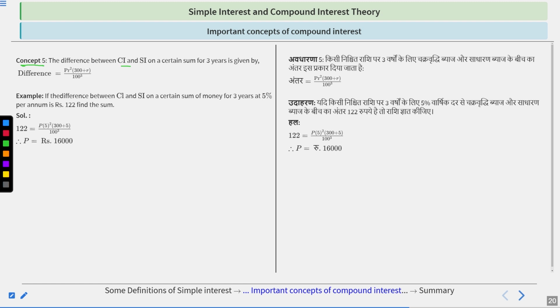Now the fifth concept. The difference between compound interest and simple interest on a certain sum of money for 3 years is given by. So now the difference is for 3 years, and the formula will become PR square in the bracket (300 plus R) upon 100 cube. Clear? Take an example for this formula.